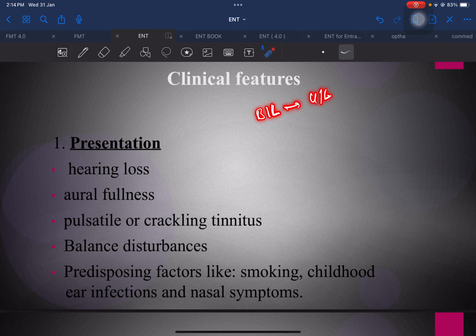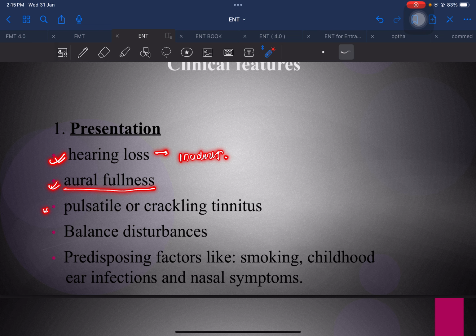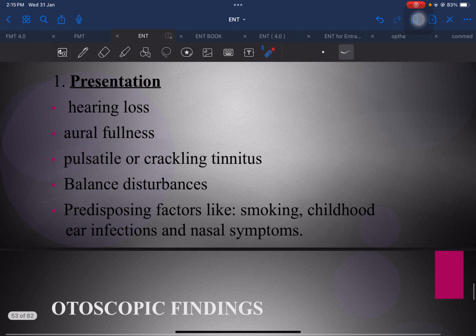Now, talking about the symptoms, as I've already said, there will be hearing loss. This hearing loss will be insidious and of mild to moderate degree. The patient will have aural fullness. Pulsatile cracking and tinnitus can be heard. There will be balance disturbance. Predisposing factors like smoking, childhood ear infection or nasal secretion can be there.